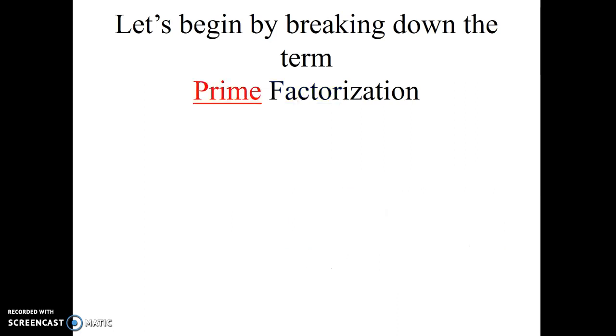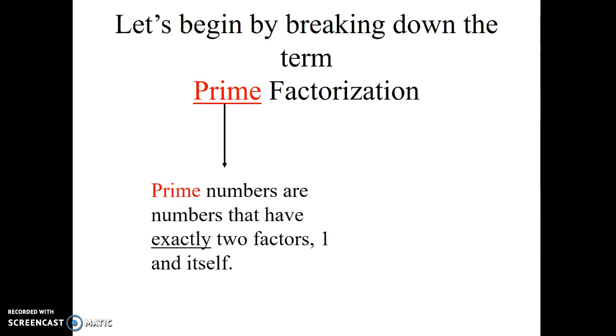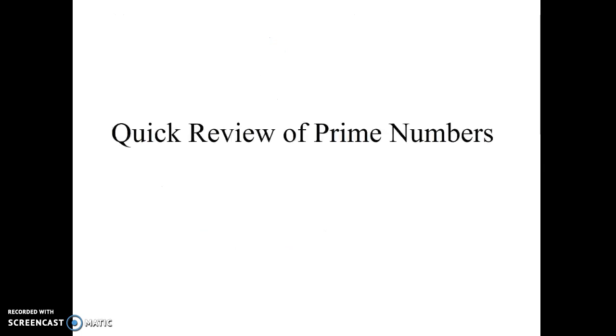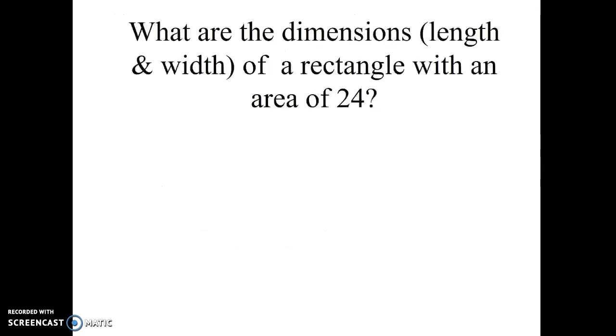Now let's look at the word prime. Prime numbers we talked about are those numbers that have exactly two factors, 1 and itself. Like 13 has 1 and 13. That's it. Nothing else can divide 13 evenly. So let's review our prime numbers.